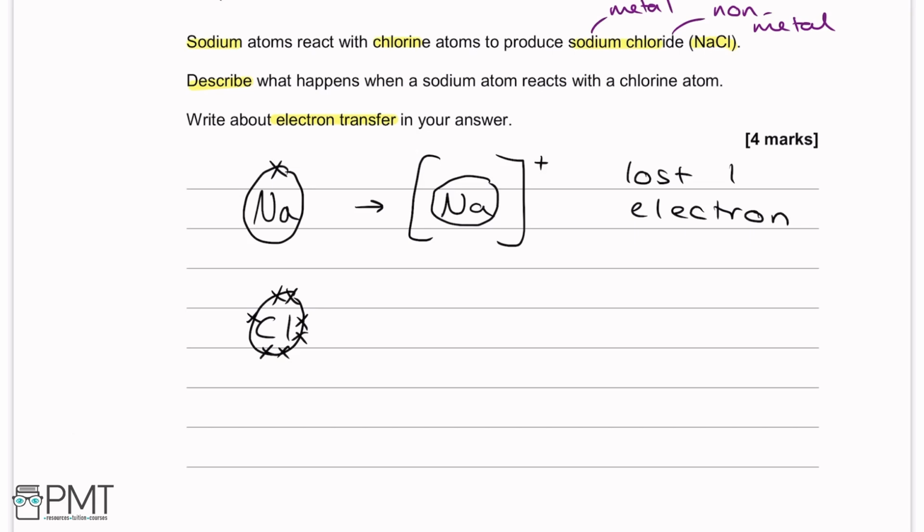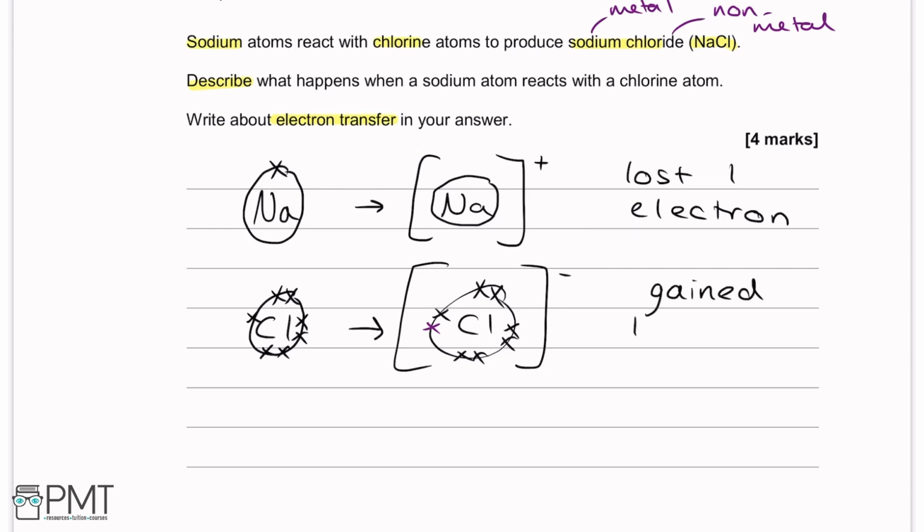It wants a full outer shell. Okay, it wants 8 electrons. So it's going to gain an electron, which I'm going to show here in purple, therefore giving it a 1- charge. So we've now formed a negative ion because there is 1 more electron than proton. Okay, so chlorine has gained 1 electron.